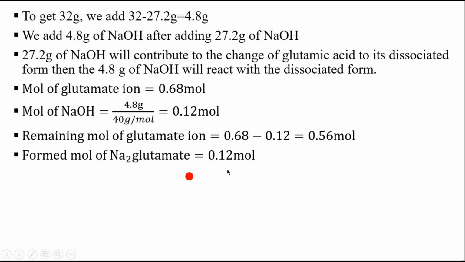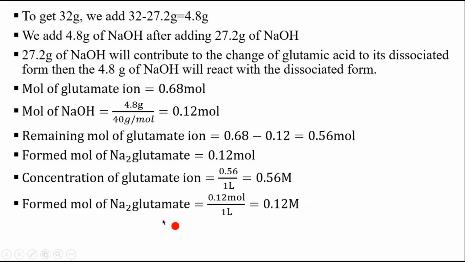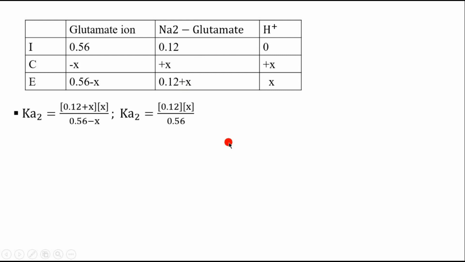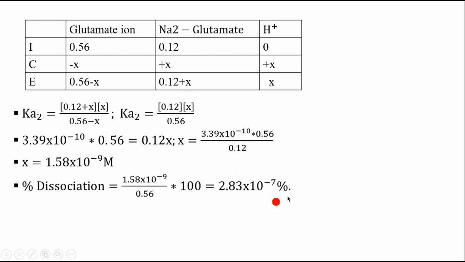Then we have a mixture of glutamate ion and this salt. We determine the glutamate concentration and also the concentration of the salt. Then we just use the buffer system. You have glutamate ion and this salt; here I have 0.56, here you have 0.12. Then with this system, you calculate the H. We get the H, and the percent dissociation is okay. Then the pH is equal to negative log of H, which will be equal to 8.8.